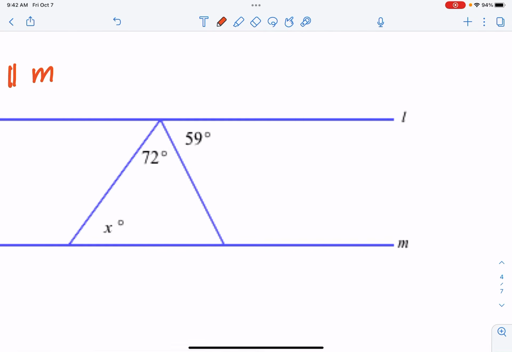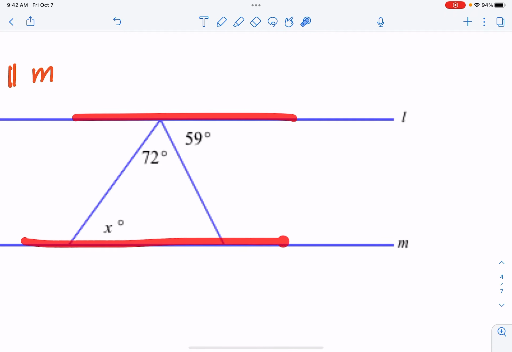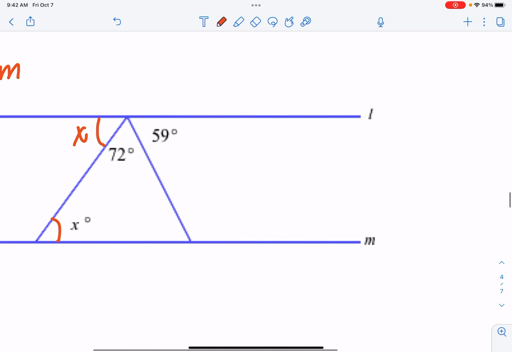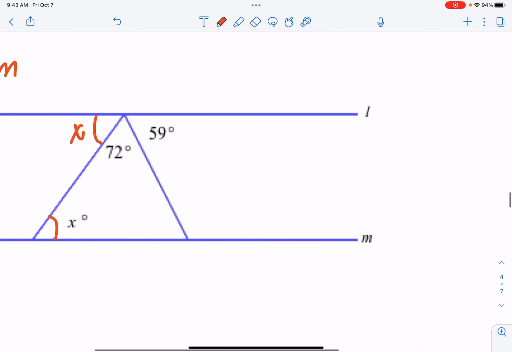So I'll show you one way. One way I would do it is this. So we know, for example, these lines are parallel, the L and the M. If this is my transversal here, I actually have alternate interior angles that I can see. So for example, I see that X is an alternate interior angle with this angle. So those are the same size.